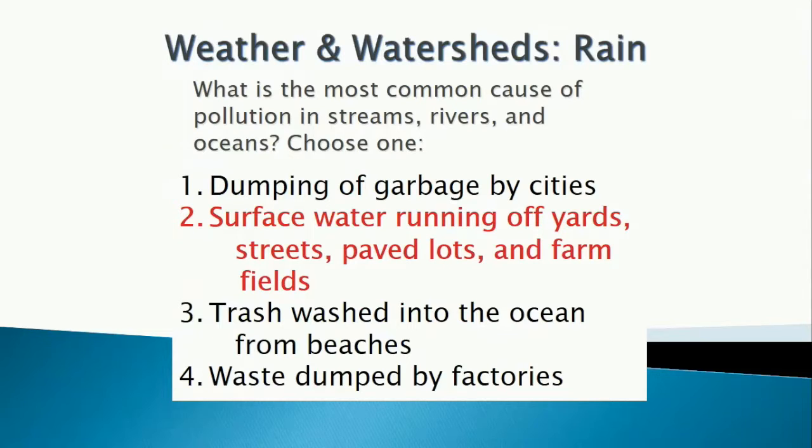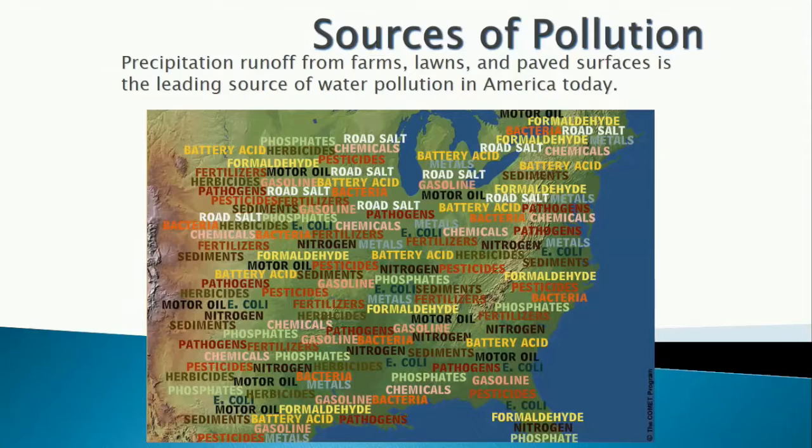Surface water running off yards, streets, paved lots, and farm fields contain many pollutants that enter the bodies of water and can enter into our drinking water supply. Though there are a wide variety of pollution sources, precipitation runoff from farms, lawns, and paved surfaces are the leading source of water pollution in the U.S. today.